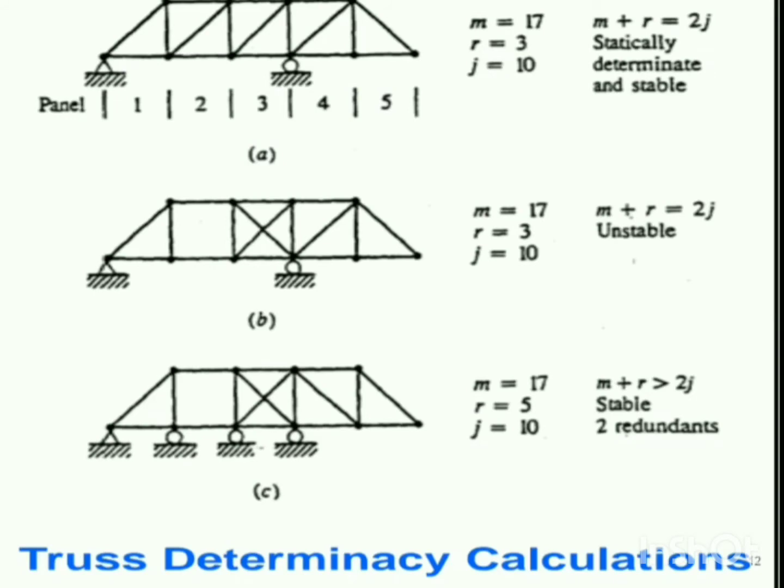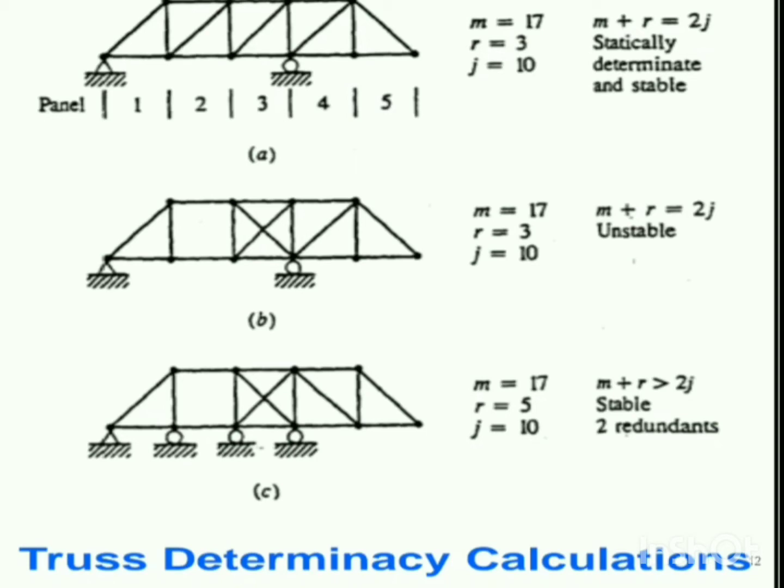In the next, third example, there are the same 17 members, but the number of supports has been increased. So how many supports are there? 1 hinge support and 3 roller supports are there. So how many reaction components do we have? For the hinge support, two components of reaction, and for the roller supports, one reaction component in the vertical direction. So three roller supports, so three reactions. So 3 plus 2, 5. In this case, we are getting m plus r greater than 2j.